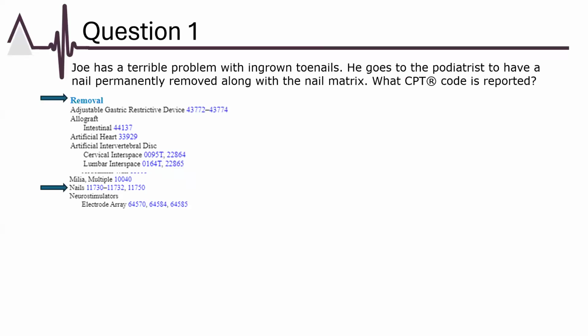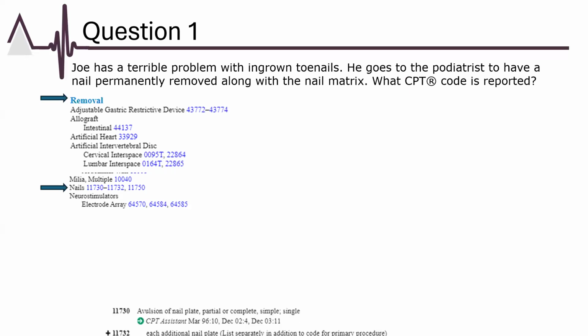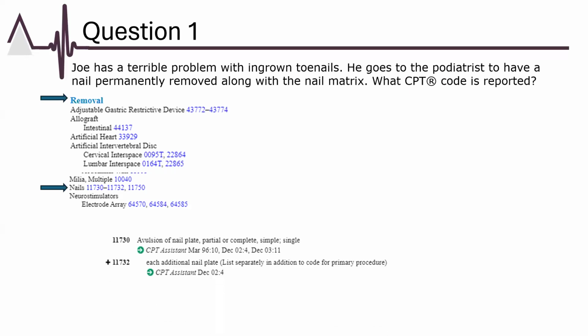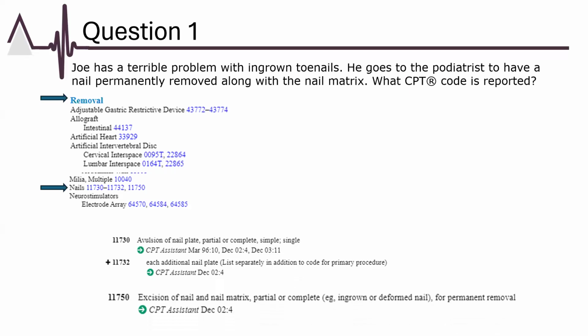Documentation states the entire nail and root, also known as the nail matrix, are removed. Code 11730 reports nail removal only. In the numeric section of the CPT, removal of the nail and nail matrix is coded 11750. The answer is 11750.